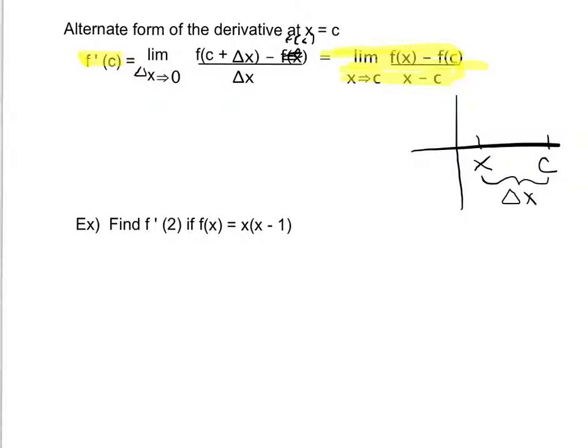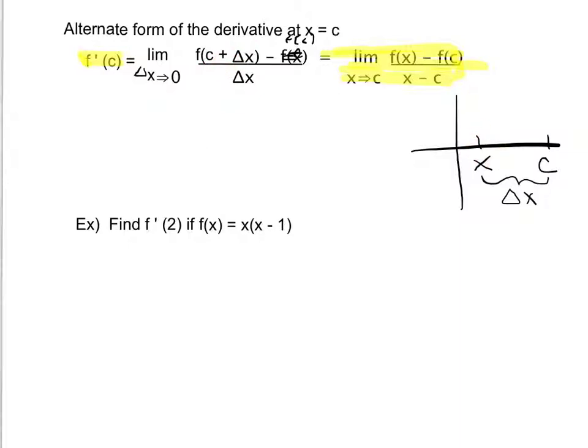So another way to find the derivative when x is c is to say I can just take the limit of f of x minus f of c all over x minus c as x approaches c. The reason I can do this is because if you think about what this means, c plus change of x, well, aren't we saying that change of x approaching 0 stands for a c value getting closer and closer to x?